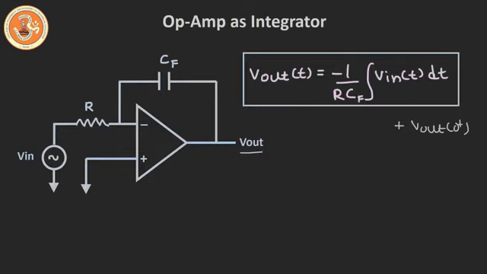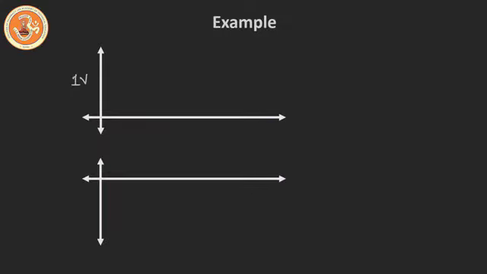Using this circuit, we can integrate any input signal. Suppose if you apply 1 volt of DC signal at the input, then at the output you will get this signal. As you can see, initially, the output voltage will increase in a negative direction, and at a certain point, the output voltage will get saturated. Because the output voltage cannot go beyond the saturation voltage, right?